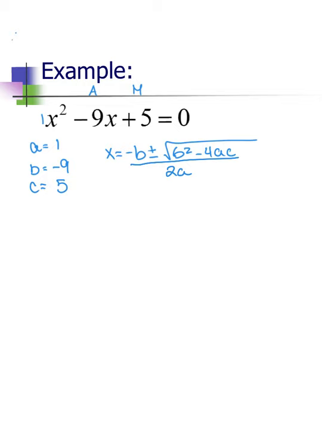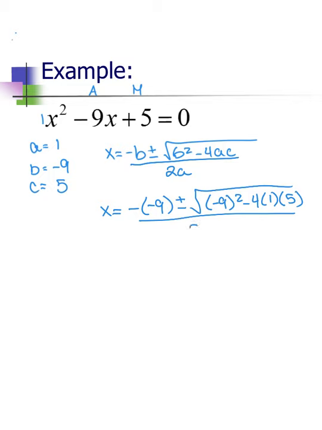Now we're going to plug in our numbers. So I have x equals negative, b is negative 9, plus or minus the square root. Again, b is negative 9, so negative 9 squared minus 4, a is 1, and c is 5. The whole thing is over 2 times a. Now we're going to simplify. So negative negative is a positive, so we have positive 9, plus or minus.